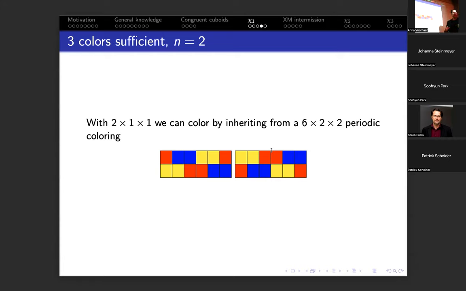Right? So this means that if I take my 2 by 1 by 1 cuboid and I place it somewhere, then I will take the color that I get in the leftmost little box there. And it's easy to check that if I do this, I will not get any touching cuboids that have the same color. So this is why three colors are enough.